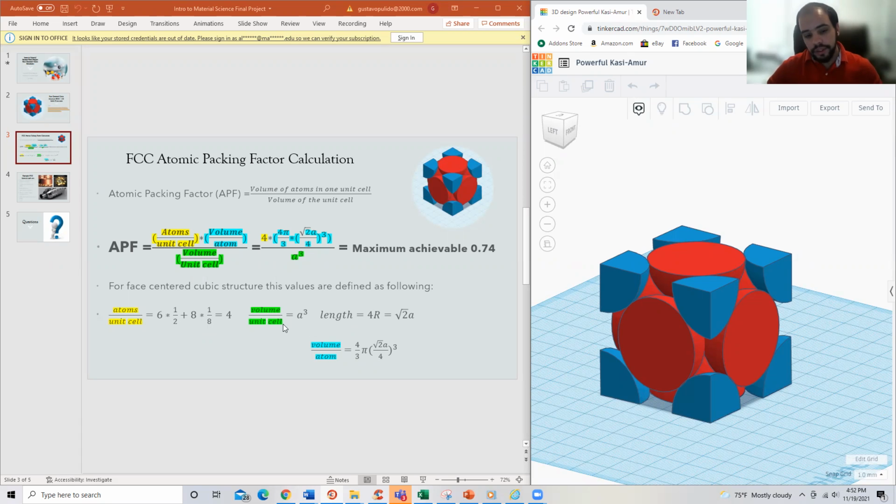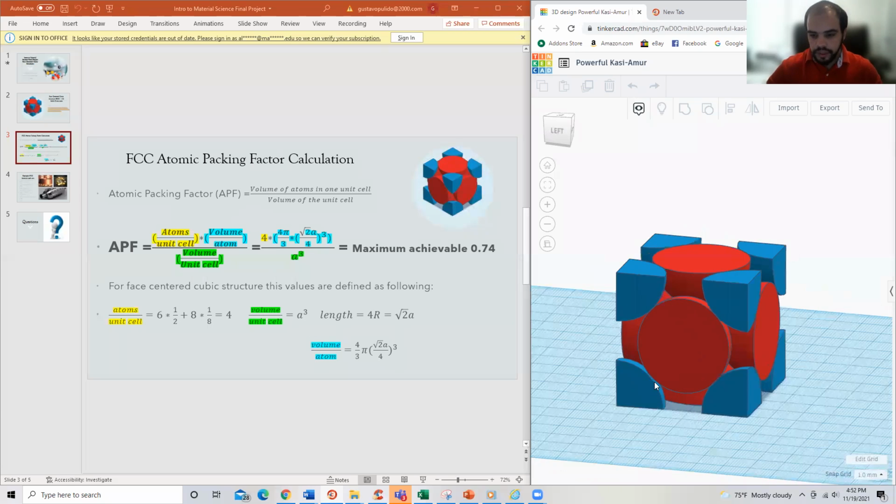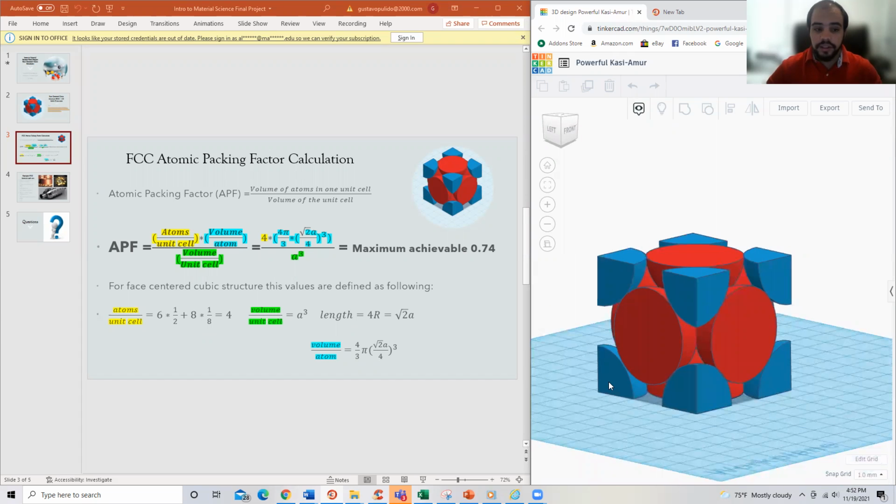To get the volume per unit cell, as it says, it's a cubic structure. So each side, we call it a, but it doesn't necessarily have to be called a. The point is that the volume of a cube is 1 side to the power of 3. Once we get that, we can plug that into the formula as well.